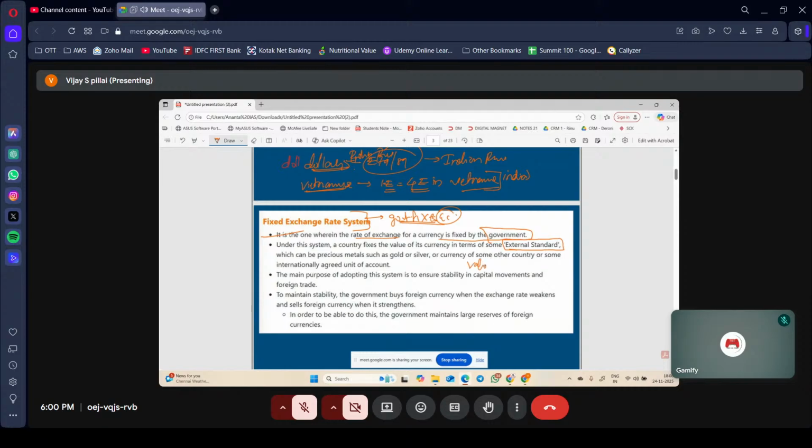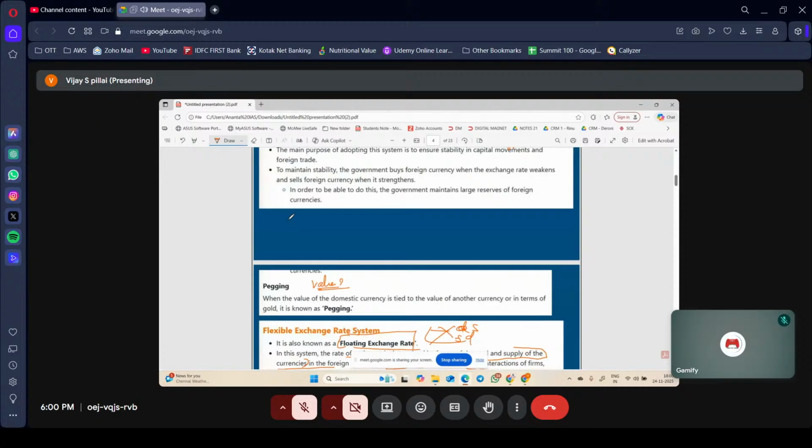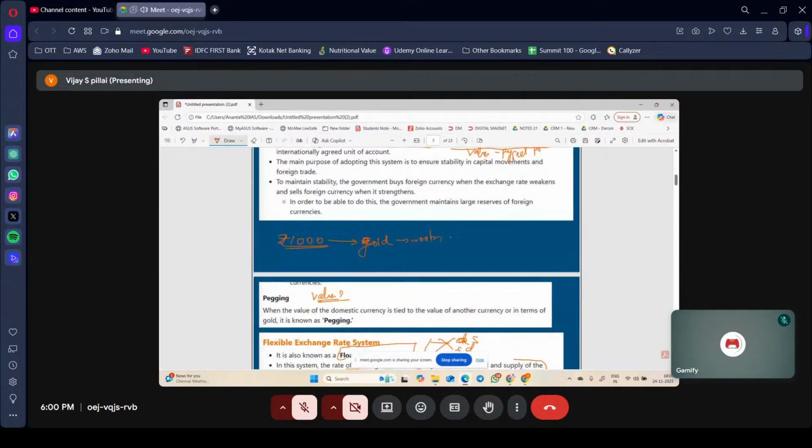The value of a currency will be pegged to some precious metals, such as gold or silver, or the currency of some other country. What does that mean? Suppose I need to print 1000 rupees as the RBI. What should I do? I will keep gold worth 1000 rupees in a reserve. Then I will just print money.